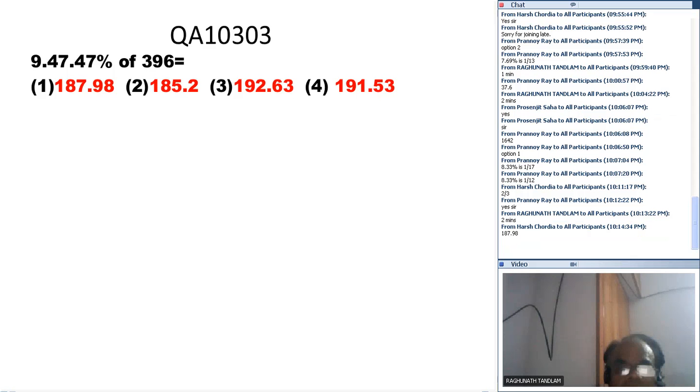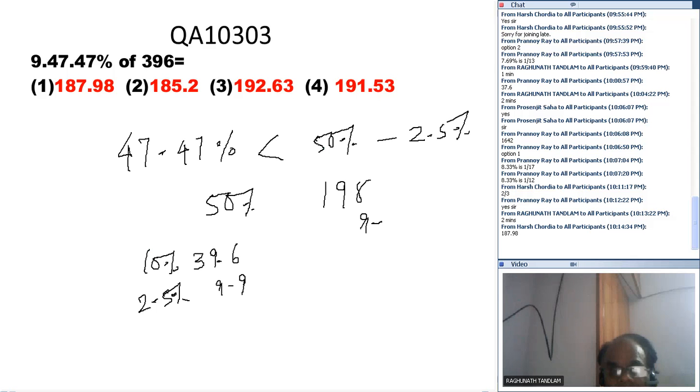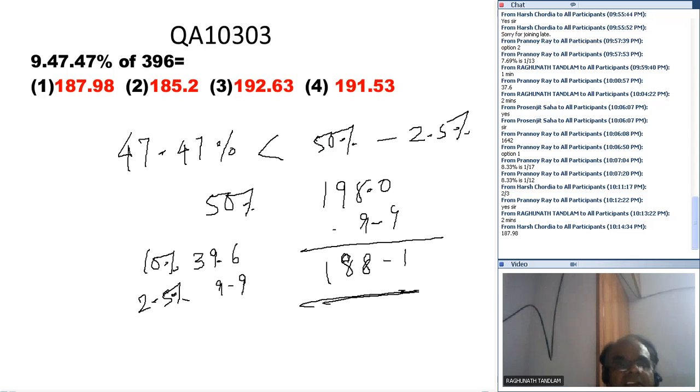What they did was, 47.47% is slightly less than 50% minus 2.5%. 50% is 198. 10% is 39.6. 2.5% is 9.9. Subtract 9.9. So it should be less than 188.1 by a very small margin. So obviously it can't be 185.